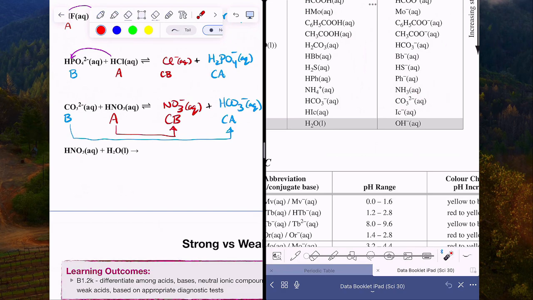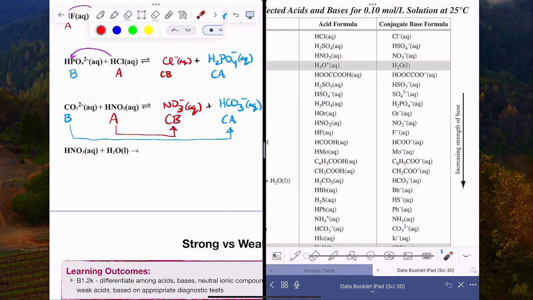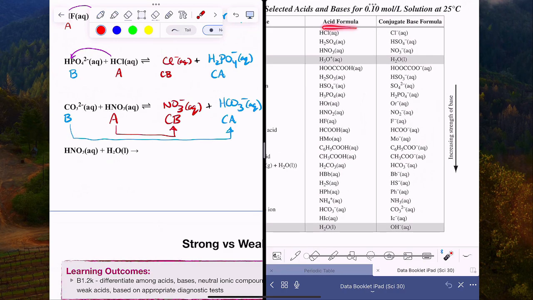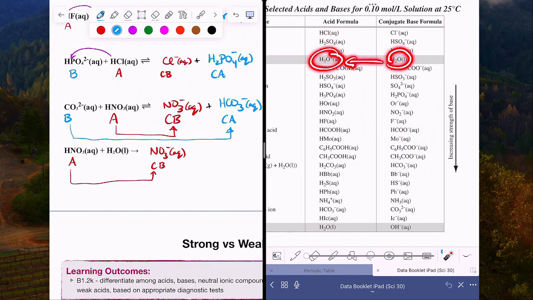HNO3 and H2O. Okay, so which one's higher up? We do have H2O on the acid side, it's right there. But HNO3 is right there. It's a stronger acid. So this is the acid, and this is going to be, find it over here, the base. So we're going to use this as an acid. HNO3 becomes NO3 negative, and that's the conjugate base. And water becomes H3O positive.